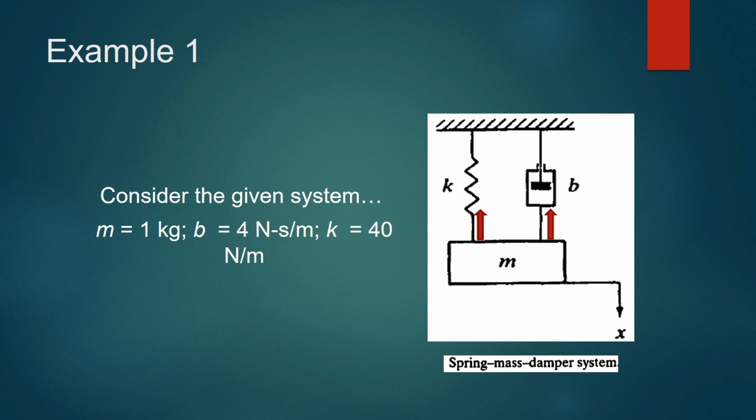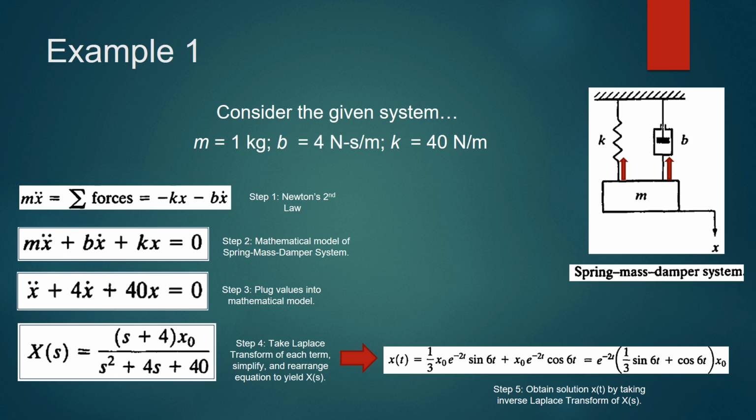We have seen many different systems involving dampers within the course of this semester, and we can use these mathematical models to analyze real-life systems as well. One such example we've seen is a mechanical system with a mass, spring, and damper. Here, B represents the damping coefficient and K represents the spring constant. From this system, we can obtain a mathematical model and eventually a solution x of t. To find x of t, first we may use Newton's second law to write our equation of motion. Then we may rearrange our equation to obtain a mathematical model of our system. Next, we plug our values into our mathematical model, and now we may take the Laplace transform of each term, simplify, and rearrange our equation to find x of s. Finally, we can take the inverse Laplace transform of x of s to yield x of t.